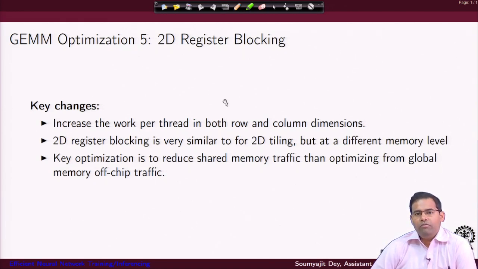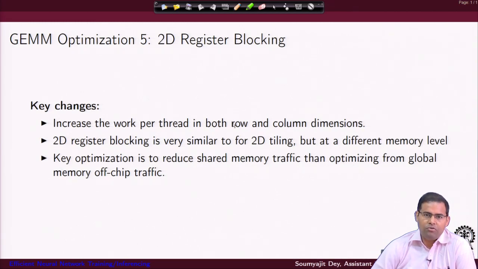Because if you remember, while we are doing thread coarsening, we are computing for multiple data points in one dimension. When we are supporting wider loads, again we are doing a similar coarsening in the other dimension, right. So, the general idea could be that you increase the work per thread in both the row and column dimensions, right. So, this is what we call 2D register blocking.